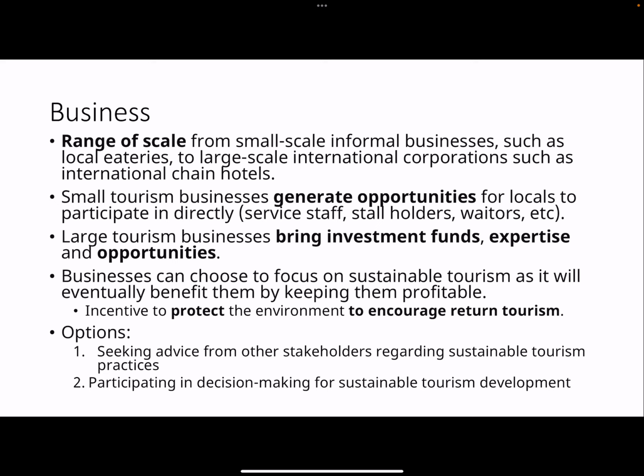However, the incentive is important. So what is the incentive to these businesses to protect the environment? Okay. Mainly it is to encourage return tourism, because they are the ones who understand it. If I don't protect this environment and there's continued damage to the area, then people are not going to come back. Okay. And although we have 7 billion humans on Earth, almost 8 billion now, it's not enough if you don't do return business. Okay, because there are only that many tourists.